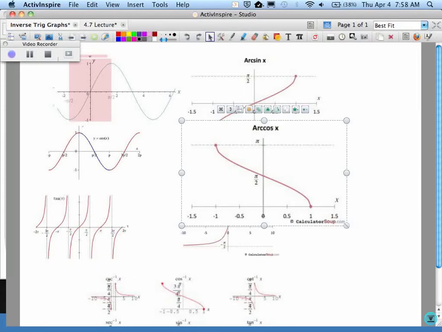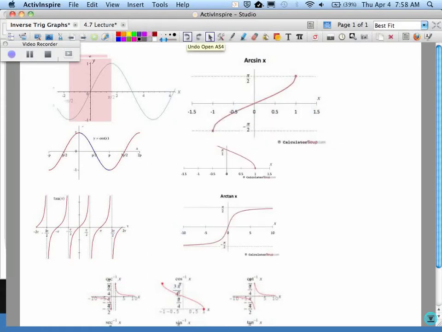And then when you look at tangent, oh, I already brought that other one to the front. That's why.